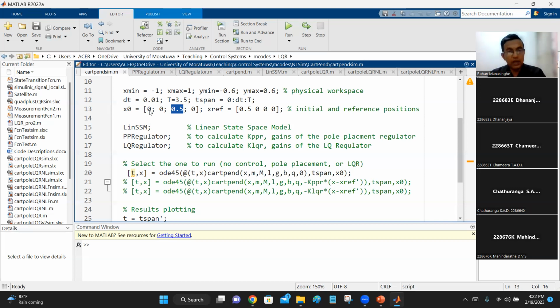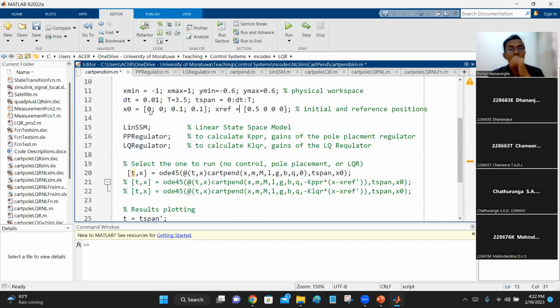So I think I need to make it like 0.1 maybe, right? And this one is angular speed, right? That is 0, or else I can give you a little value, 0.1. Initially, the pole is 0.1 radians off, and there's a little velocity also.